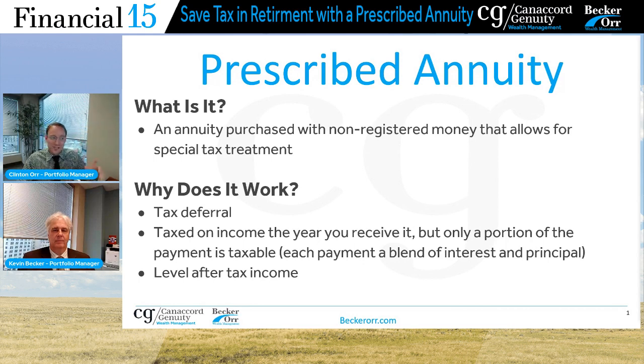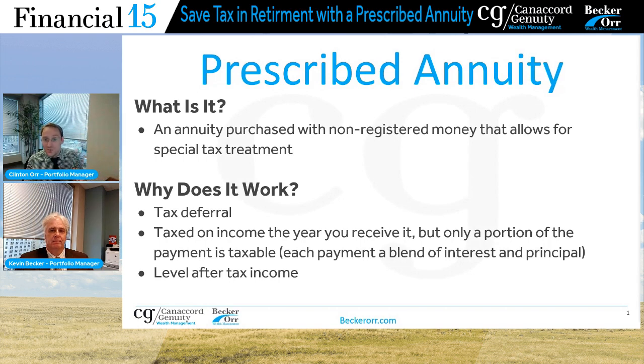It's a tax deferral. Like I said at the outset, it's that deferral strategy. You get taxed on the income in the year in which you receive it, but only a portion of that payment is taxable. So let's say you get $1,000 a month out of your annuity. Well, not the full $1,000 is going to be taxable.